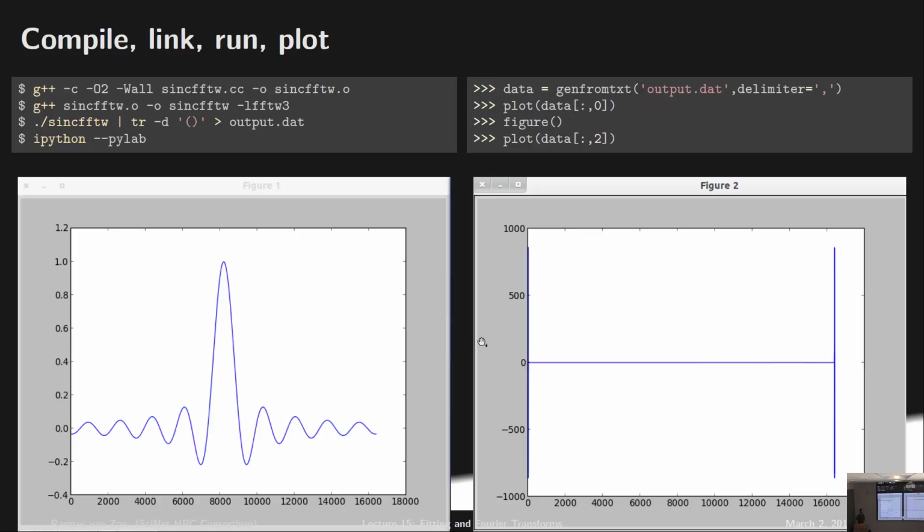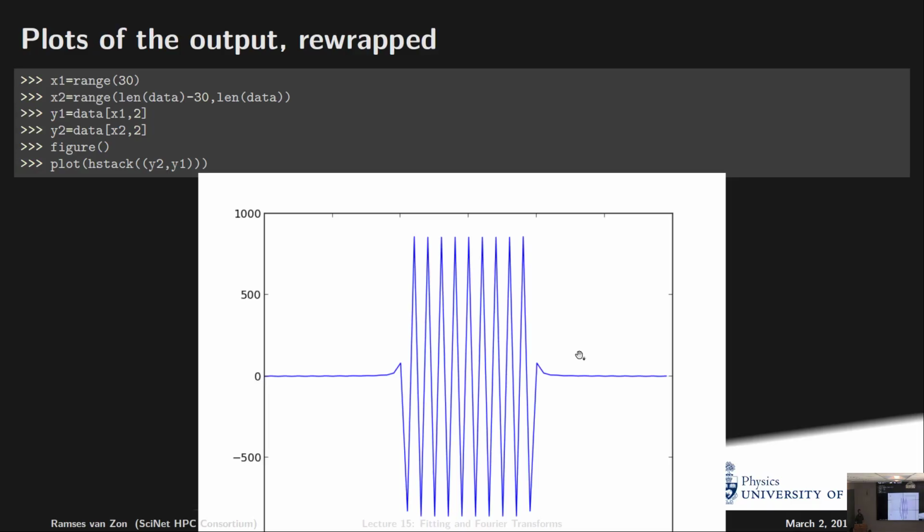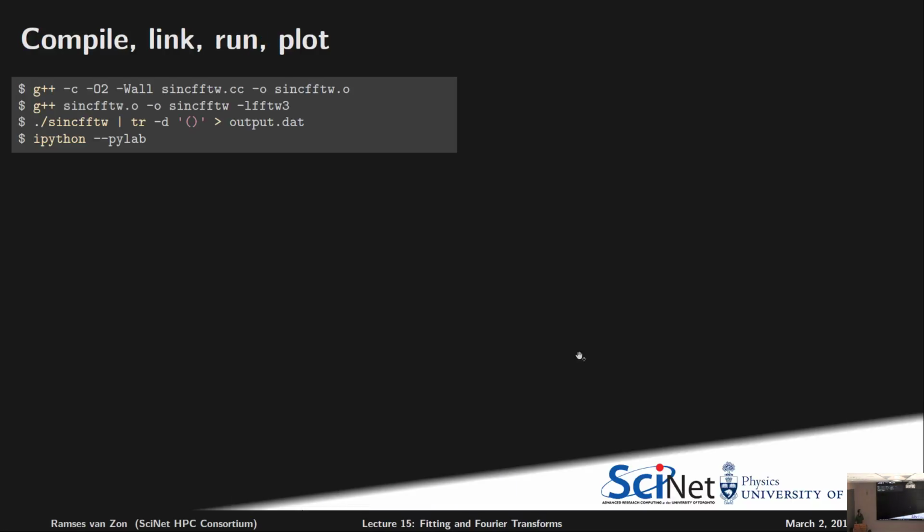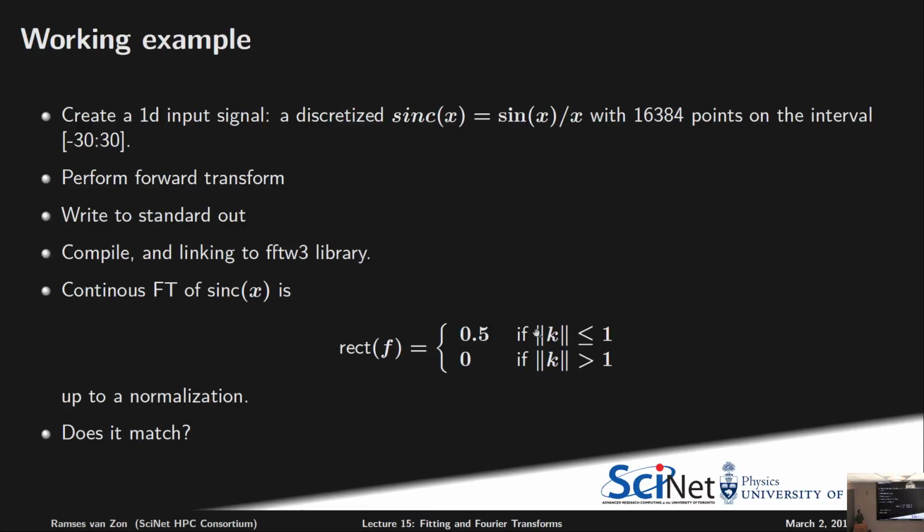So in this case, I'm plotting the real part. So this is a real signal. That means that this has some extra symmetries, but I'm plotting just the real part in this case. According to the theory here, this signal should come out to be completely real.